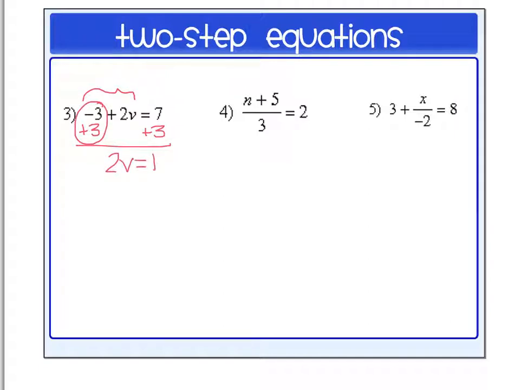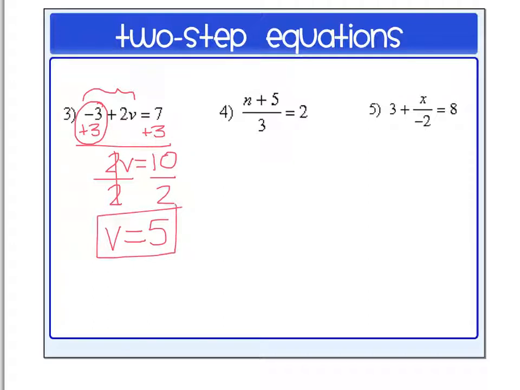2v equaling 10. Now I still have a 2 connected to my v by multiplication, so I undo that with division. I'm going to divide both sides by 2. 2 over 2 is 1. So I get v, 1v equals, and 10 divided by 2 is 5.